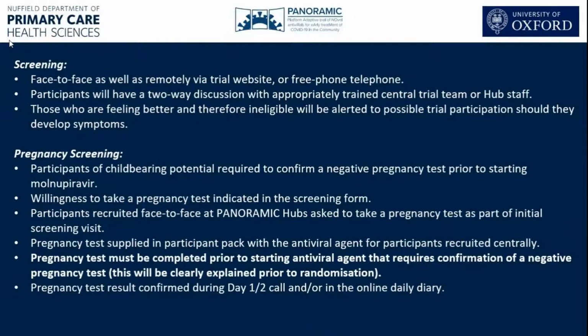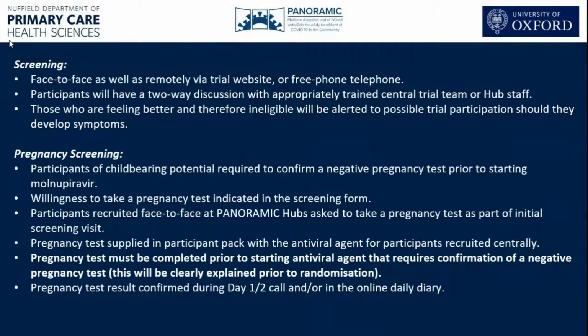So looking firstly at screening procedures. As we said, this will be face-to-face as well as remotely via the website or the free phone number. Participants will have a two-way discussion with the appropriately trained central trial team or hub staff, and those that are feeling better will be ineligible and asked to consult back to the Panoramic website if they do develop symptoms in the future.